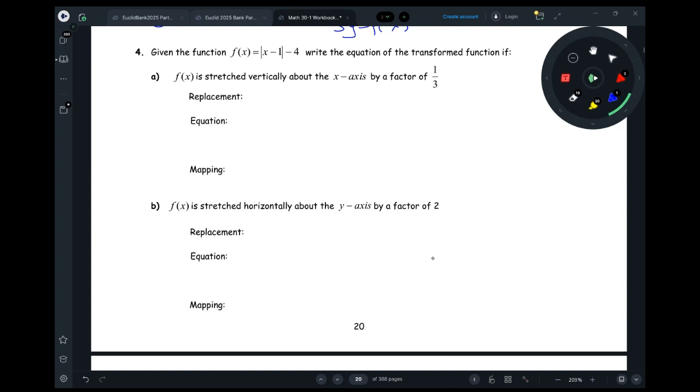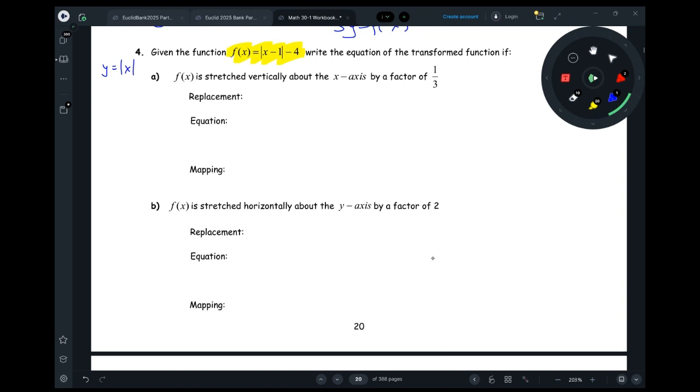And one of the reasons why I do this is because this question, when I give you the function, what I want you to notice about it is it's not y equals, or f of x equals, just the absolute value of x. There's something more going on here. There's an x minus 1 inside the absolute value, then a minus 4 at the end. So there's a little bit more going on here. So now, how do I do this?